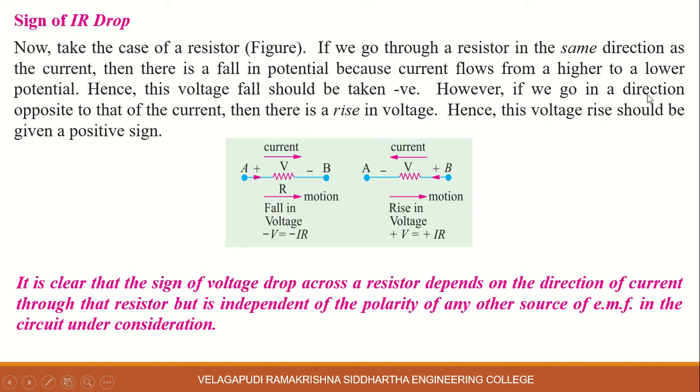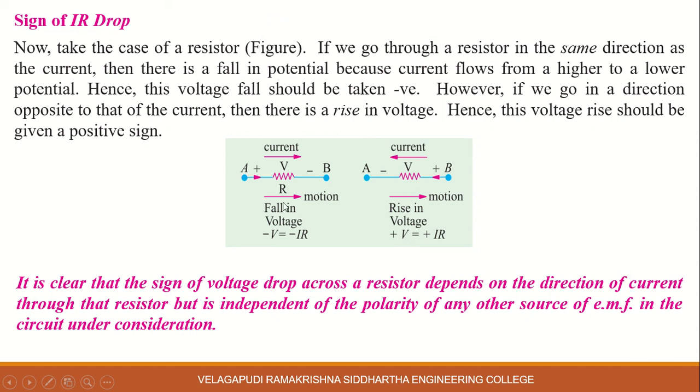However, if we go in a direction opposite to that of the current, then there is a rise in voltage. If you observe this second figure, the current direction is from node B to node A. In this direction, if you observe the voltage polarity, it rises from negative to positive. So the rise in voltage is represented with a positive sign. Hence this voltage rise should be given a positive sign.